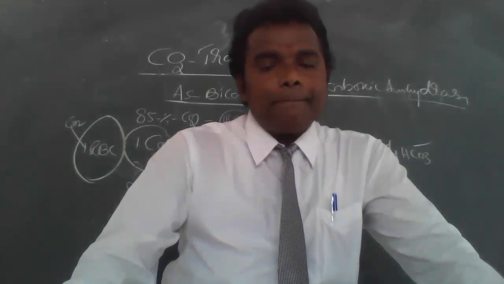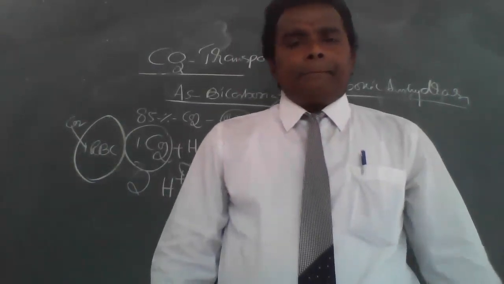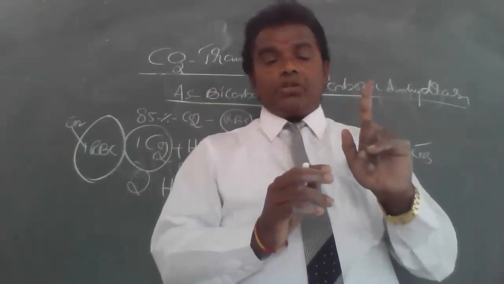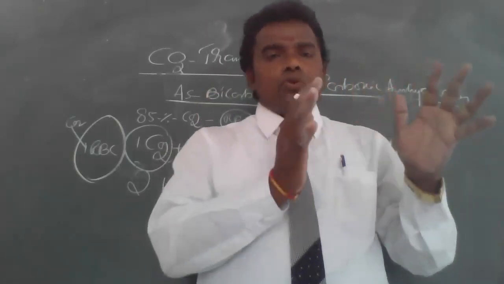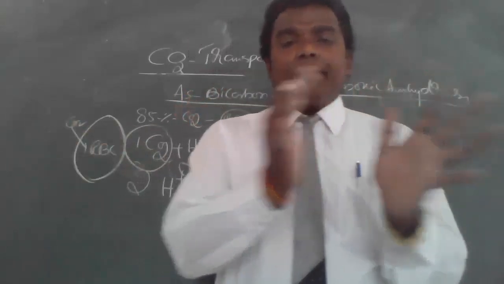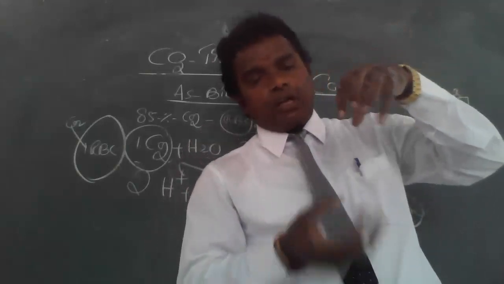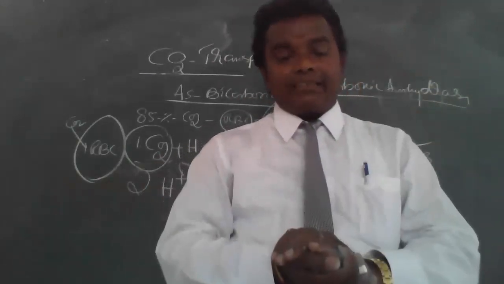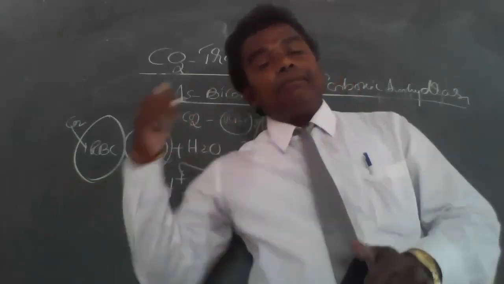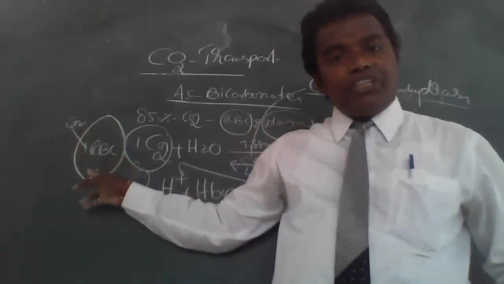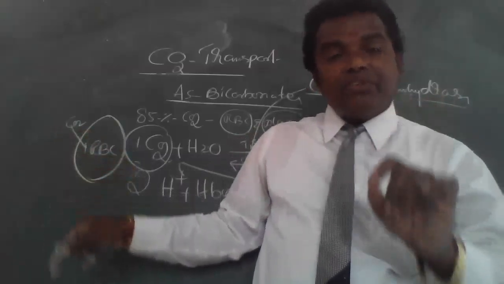Carbon dioxide binds with water and forms H2CO3. Okay, my question, try to understand. I already told the first point: as carbonic acid, only 5% is transported in the plasma. In the plasma also, carbon dioxide binds with water to form carbonic acid, only 5%. But this CO2 diffuses into the RBC. Why does it diffuse into the RBC? Come on, tell me.